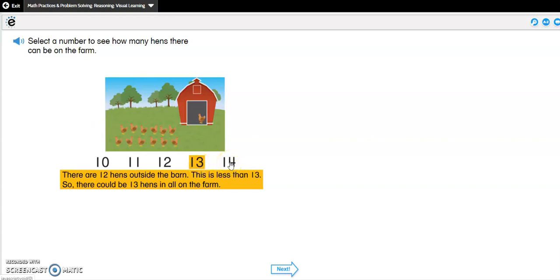What if we chose 14? There are 12 hens outside the barn. This is less than 14. So there could be 14 hens in all on the farm. Okay, so what it seems like we're doing is we're counting how many hens we see outside, we're circling it, and then if they're telling us there may be some extras hiding, we add on, or we count on. So we counted on one more hen and two more hens. So the answers would be 12, 13, and 14.